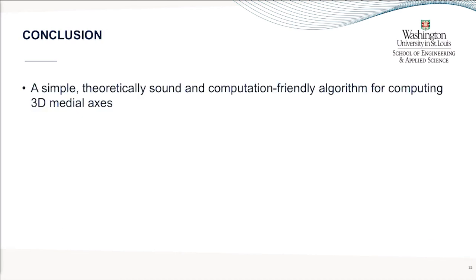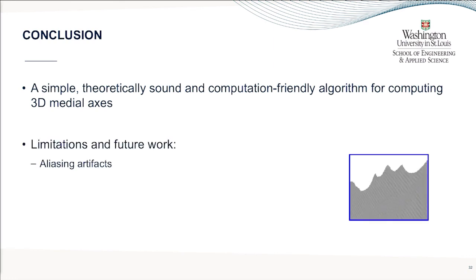So to summarize, we present yet another sampling-based algorithm for computing medial axis with improved numerical stability and also simpler. Some limitations for future work. The first one, as you probably observe really closely, is that we can have some aliasing and artifacts on our medial axis. And that's natural because we use samples on the grid. So it would be nice to smooth them out, for example, using a post-process deformation.